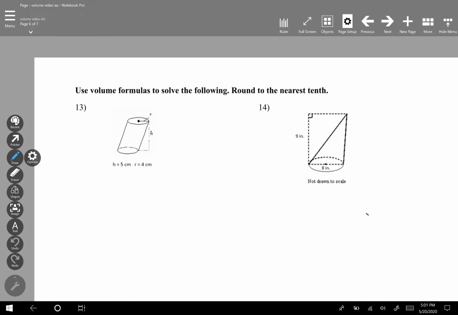Don't worry, there's nothing new here. The volume formulas for these is the same as a regular one. So for a cylinder, area of the base times the height. For the cone, 1/3 area of the base times the height. So for both of these, remember the cylinder and the cone, the base is a circle. So the formula that we're using, it's pi r squared, okay?